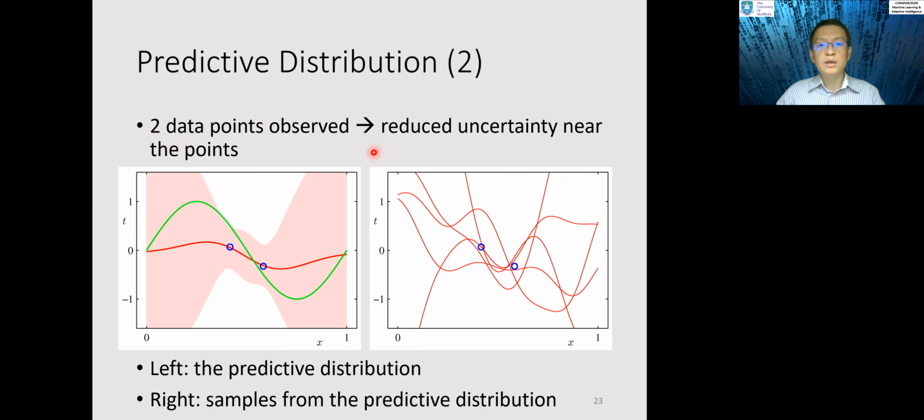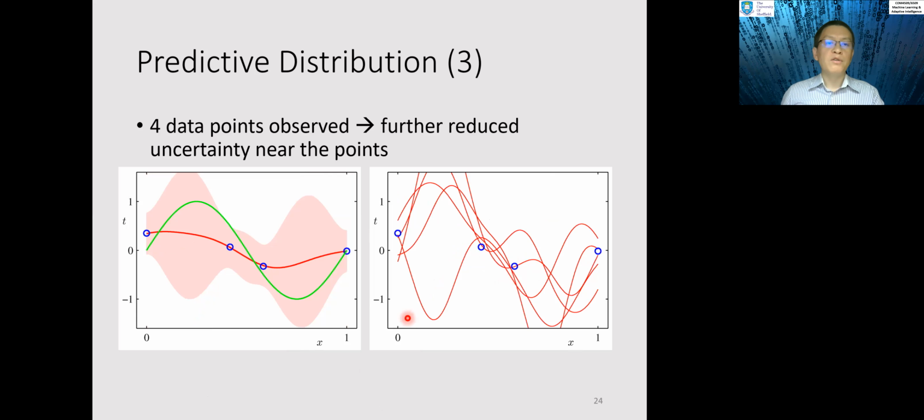Now we can see the uncertainty has been reduced near the 2 points. Right? So it's significantly reduced over here between the 2 observed data points. So the samples from this predictive distribution are shown over here. They are a weighted combination of 9 Gaussian distributions, so they tend to stay close to the 2 observed data points.